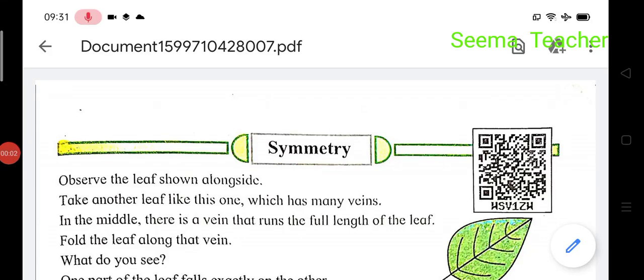Good morning, students. Today I am going to teach you the lesson on symmetry. So watch this video carefully.